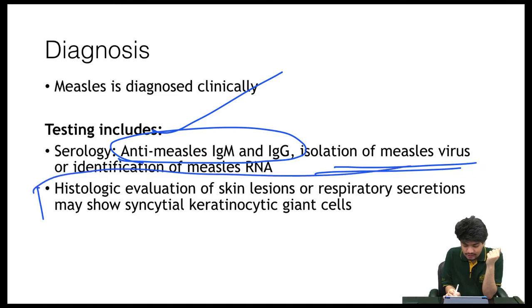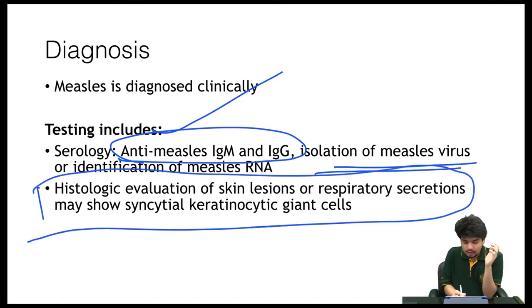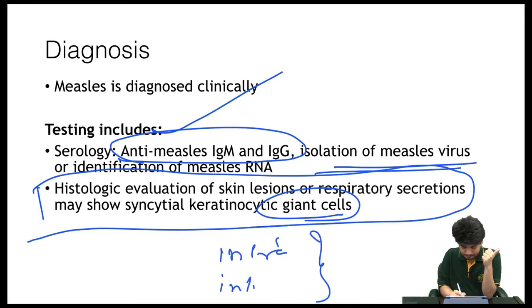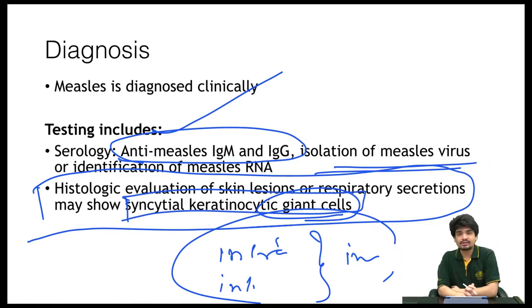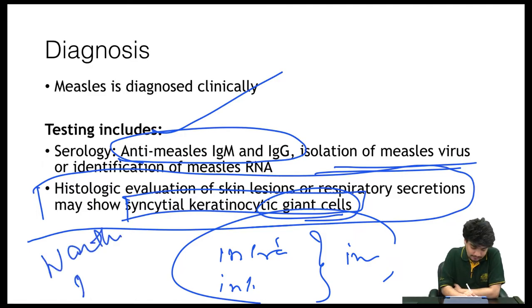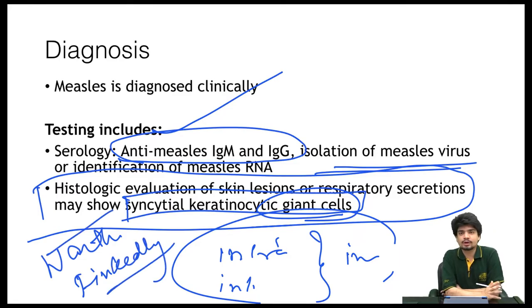Also, if you do the histological evaluation of the skin lesions, you'll find giant cells, and these giant cells have both intranuclear and intracytoplasmic inclusion bodies. It's more important from a microbiological point of view. These have been taught to you in microbiology, just revising them. It results in the formation of syncytial keratinocyte giant cells, also known as the Warthin-Finkeldey cells.